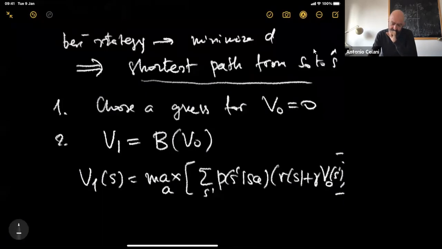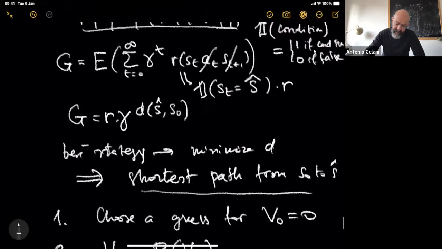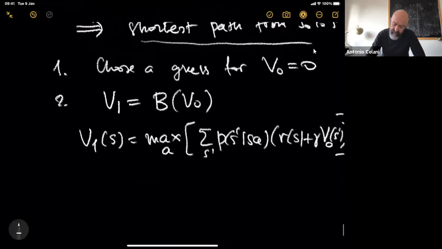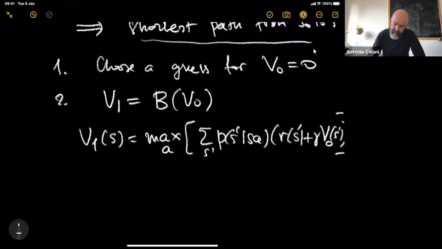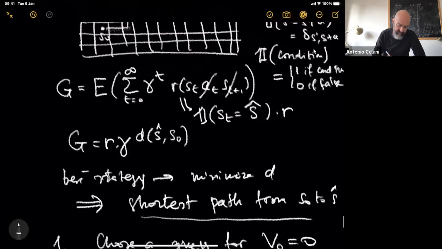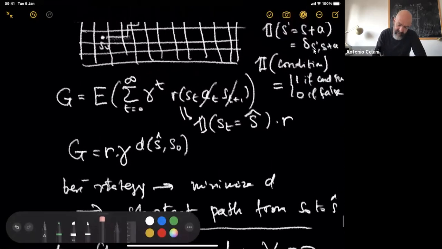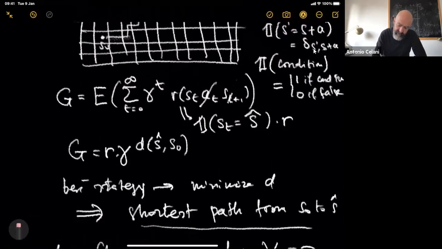Okay, let me do just one little correction, because for pedagogical purposes it's best if we make a small modification. Let's say that we have our S prime here. I'm explaining why I'm doing this in just a second.